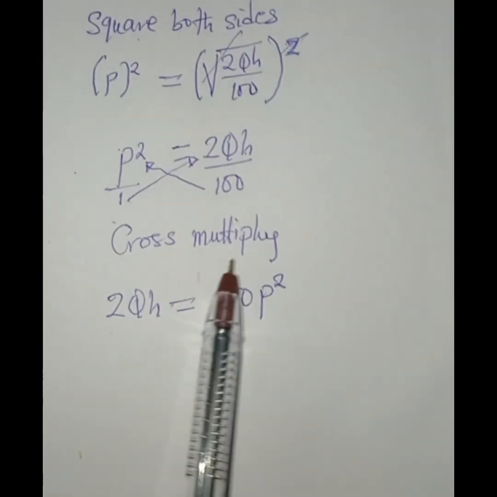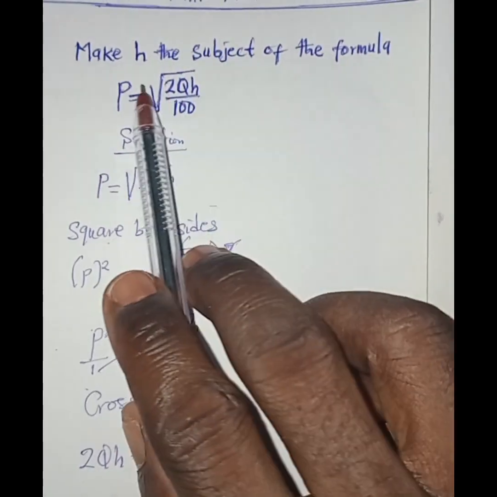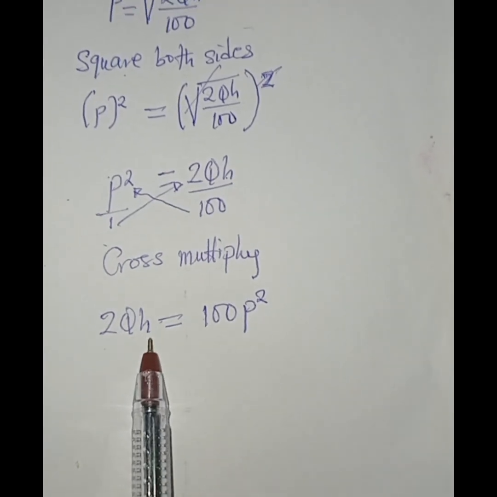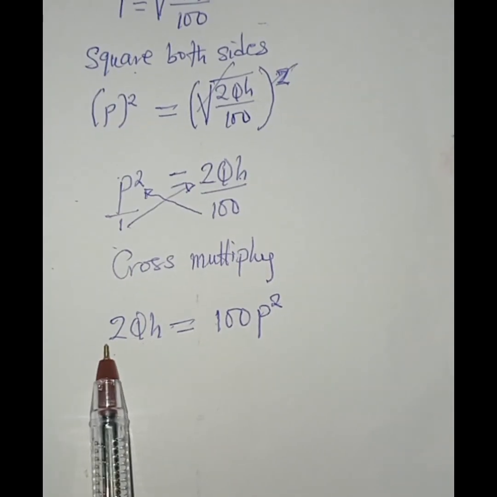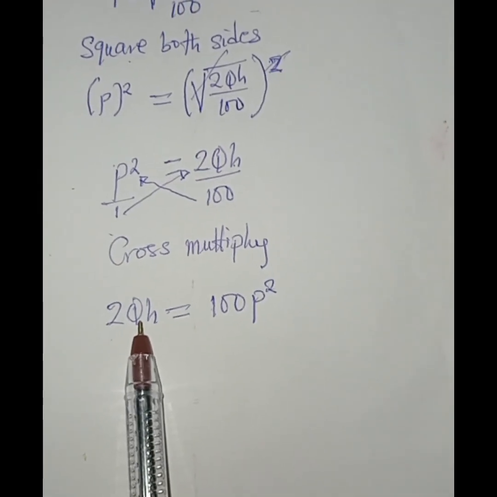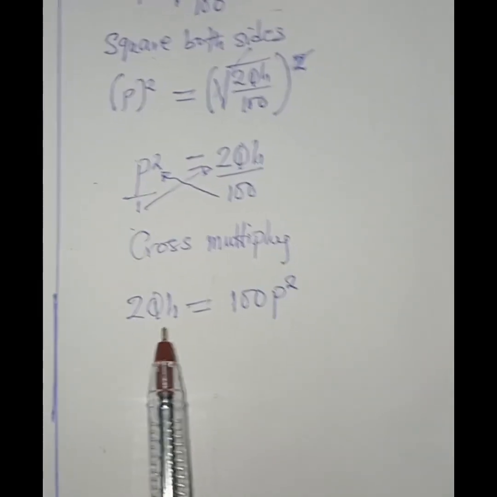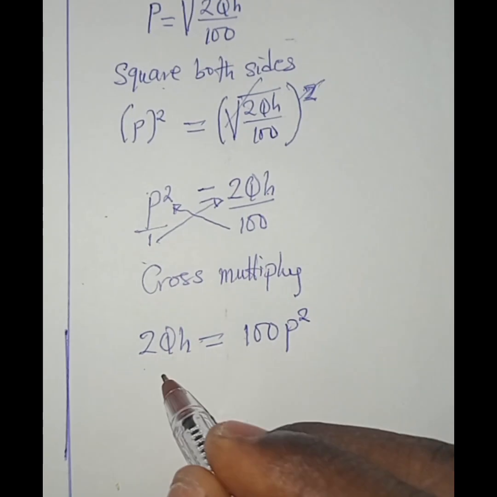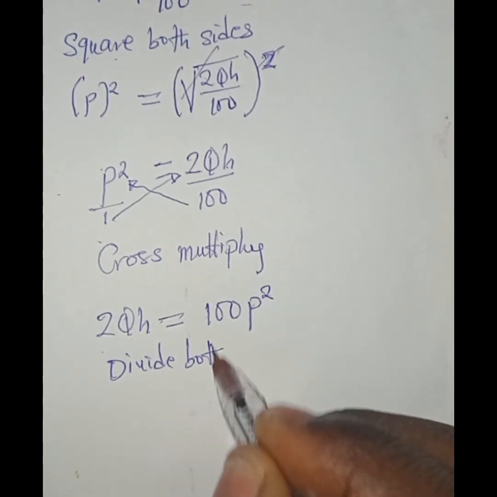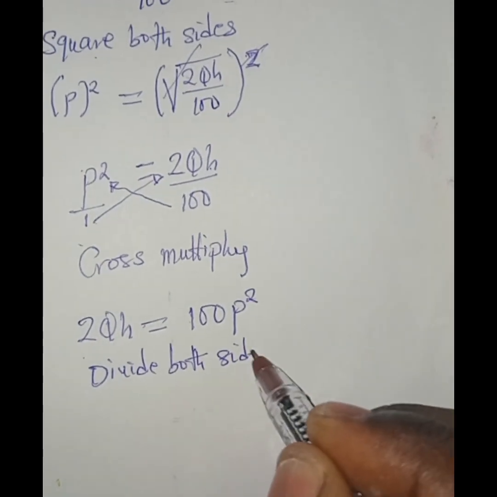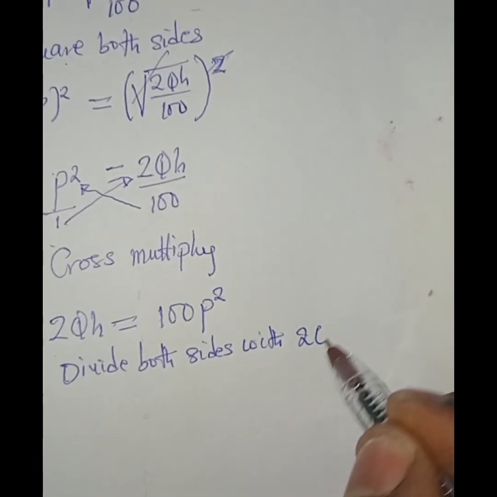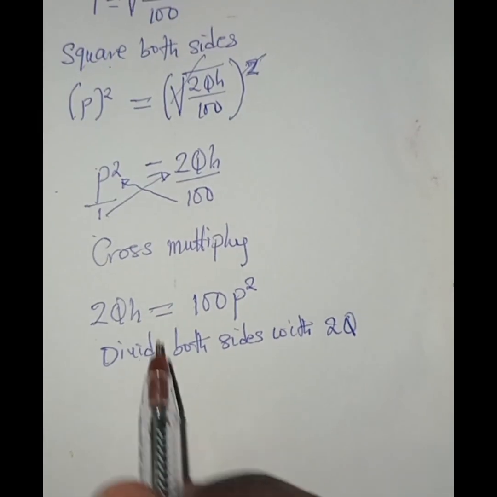Remember, the question asks us to make h the subject of the formula. So at this point, h is still standing with 2 and q. So we are not yet there. Our next target is how to make h stand alone. So you say divide both sides with 2q.